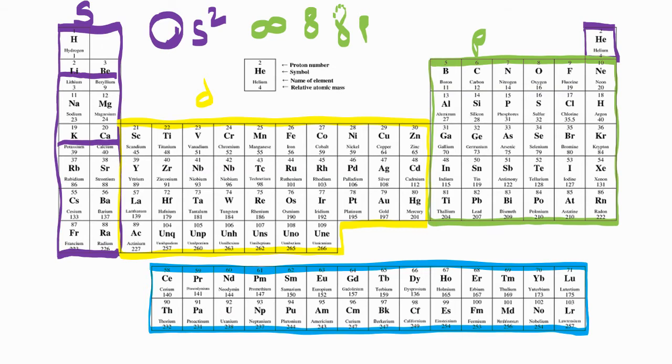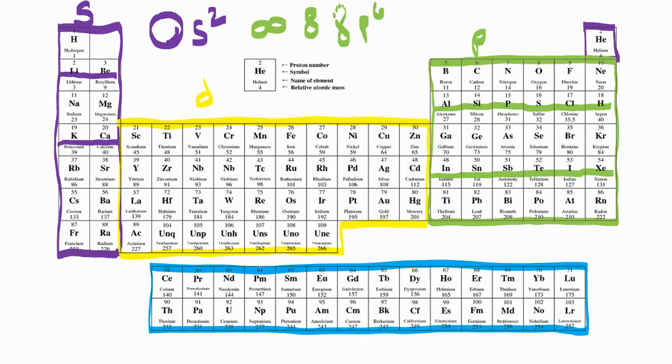And when you look at the p orbital block, each block in this p section is 6 elements wide. So 1, 2, 3, 4, 5, 6, and 1, 2, 3, 4, 5, 6. So the p block of the periodic table, just like the p orbitals, is 6 elements wide.